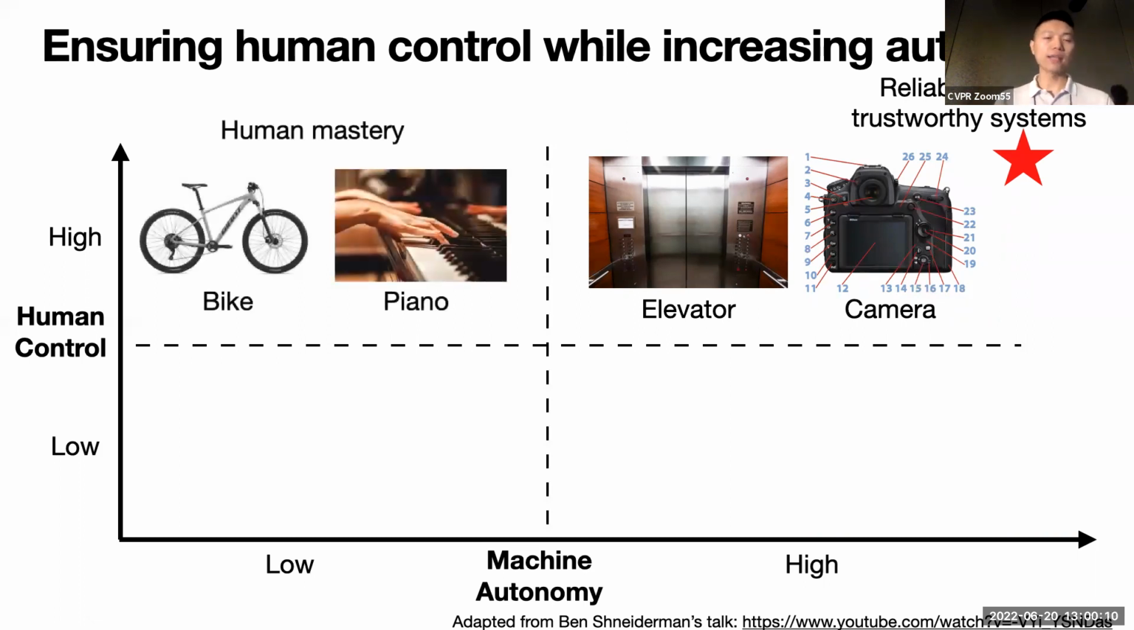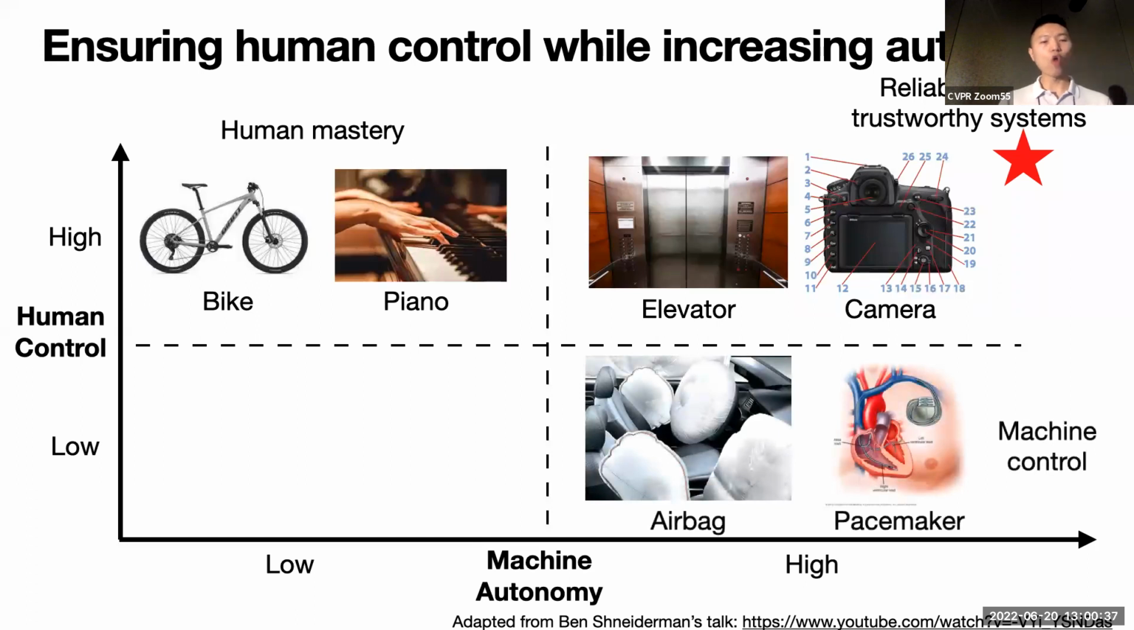On the other hand, there is high human control and low machine autonomy. We also have such human inventions, such as bicycles and pianos, right? They have no machine autonomy, so humans have to be there, and humans have to spend years of practice before they can master those skills and enjoy interacting with these machines.